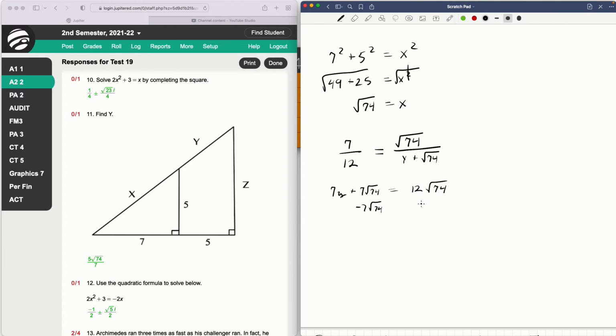And that gives me 5 times the square root of 74. So y is equal to 5 times the square root of 74 over 7. And that is the answer we have right here for the length of y. All right.